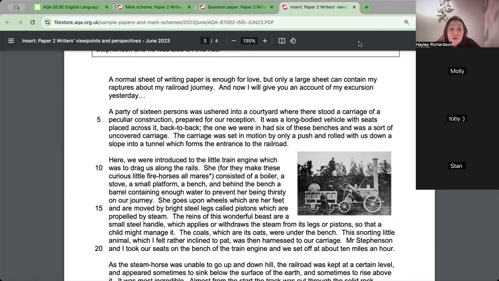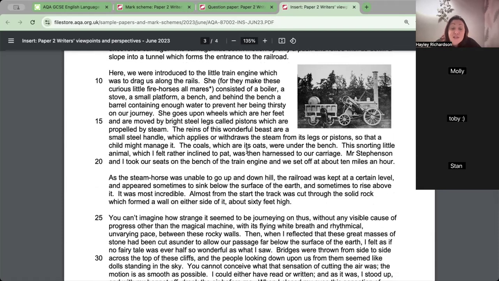The carriage was set in motion by only a push and rolled with us down a slope into a tunnel which formed the entrance of the railroad. Here we were introduced to the little train engine which was to drag us along the rails. She, for they make these curious little fire horses, all mares, consisted of a boiler, a stove, a small platform, a bench, and behind the bench a barrel containing enough water to prevent her being thirsty on our journey.